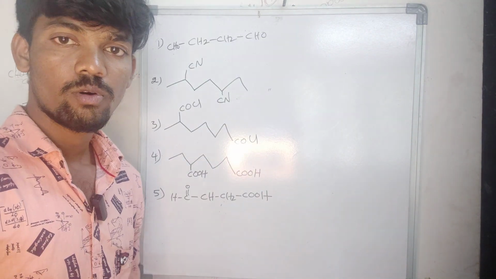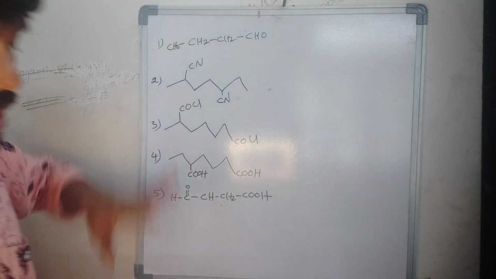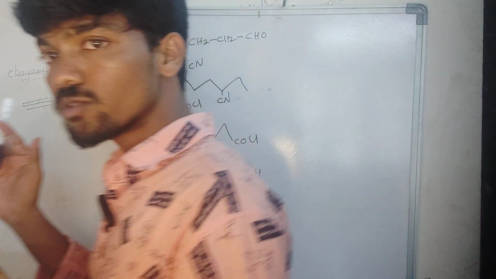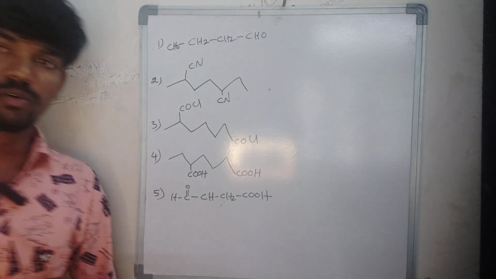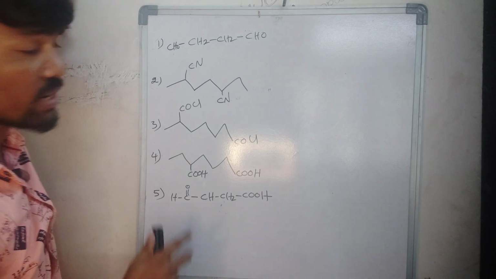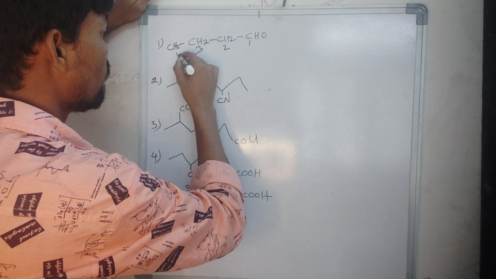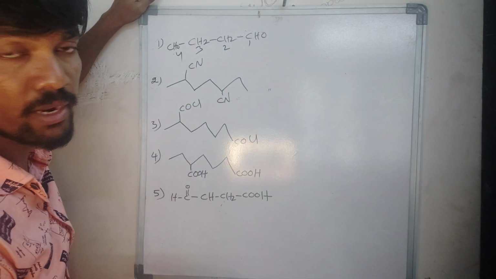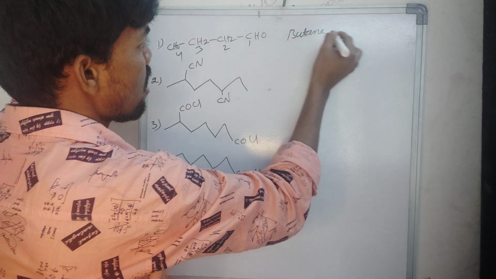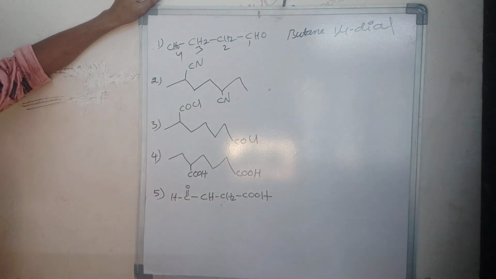Okay, next one. What happened here? When there is more than one of the same functional group, how can you name it? You are getting my point. This is a functional group and this is also a functional group. If you take the numbering from any side, how can you remember? 1, 2, 3, 4, totally butane. Butane-1,4-dial. The name is dial. You are getting my point.